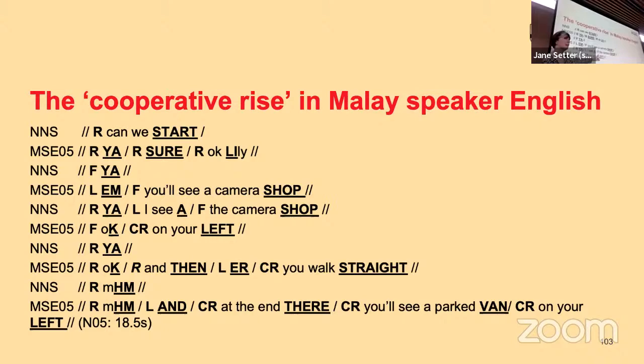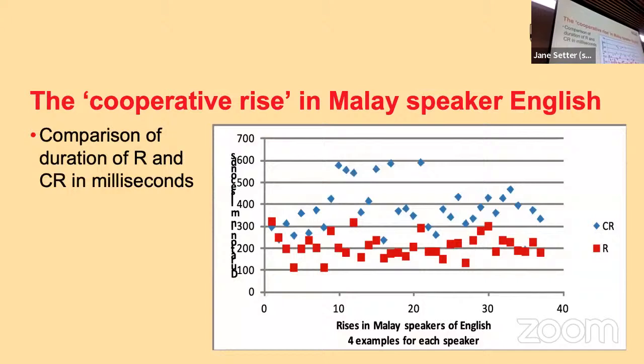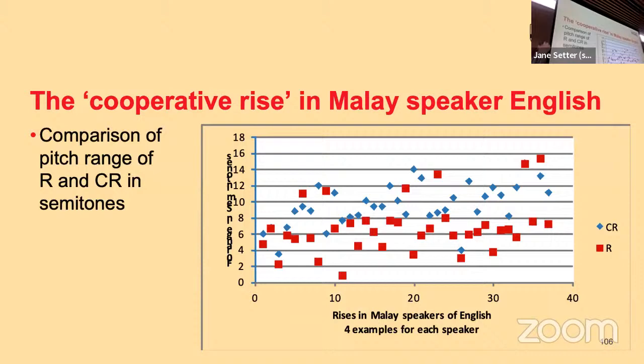And she found all of these really different sorts of weird rises going on, and she wanted to see what was going on. So she separated them out and measured them differently and found that if you did that in this particular discourse context, they were longer, they're the blue blobs there, longer in milliseconds than the rises that weren't doing this particular discourse thing. And she also found that they tended to be higher in pitch, although there was more of an overlap there, but generally speaking, the average pitch range was higher in semitones.